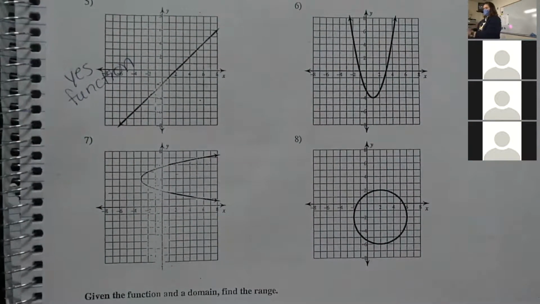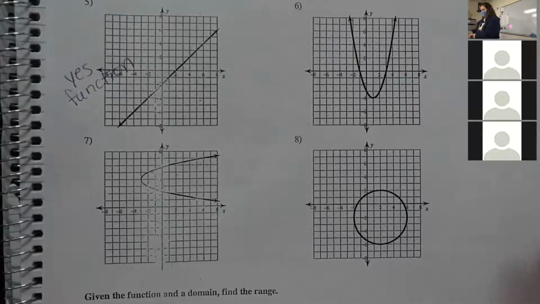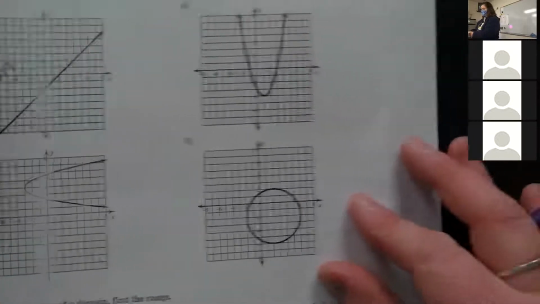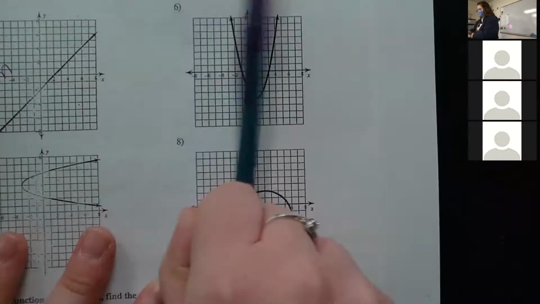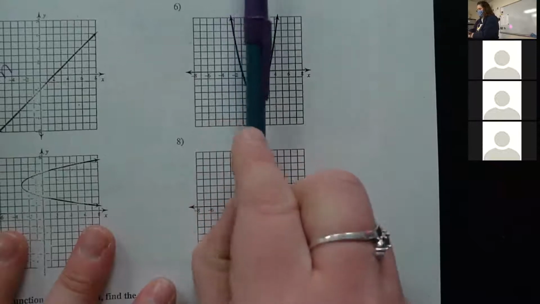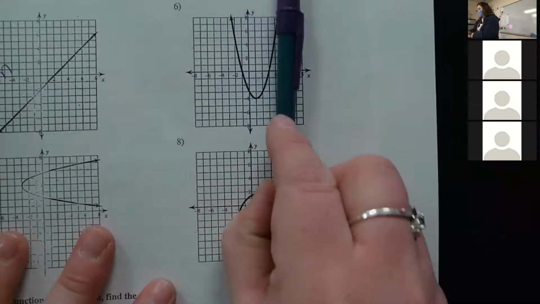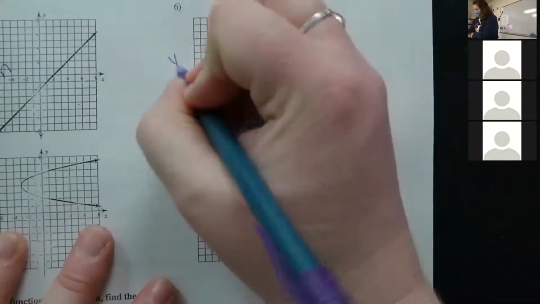I don't care how you word that. Okay. So looking at number 6, if I take this vertical line through the entire graph, do I only hit it at one place every time? Yes. So this one's good too.